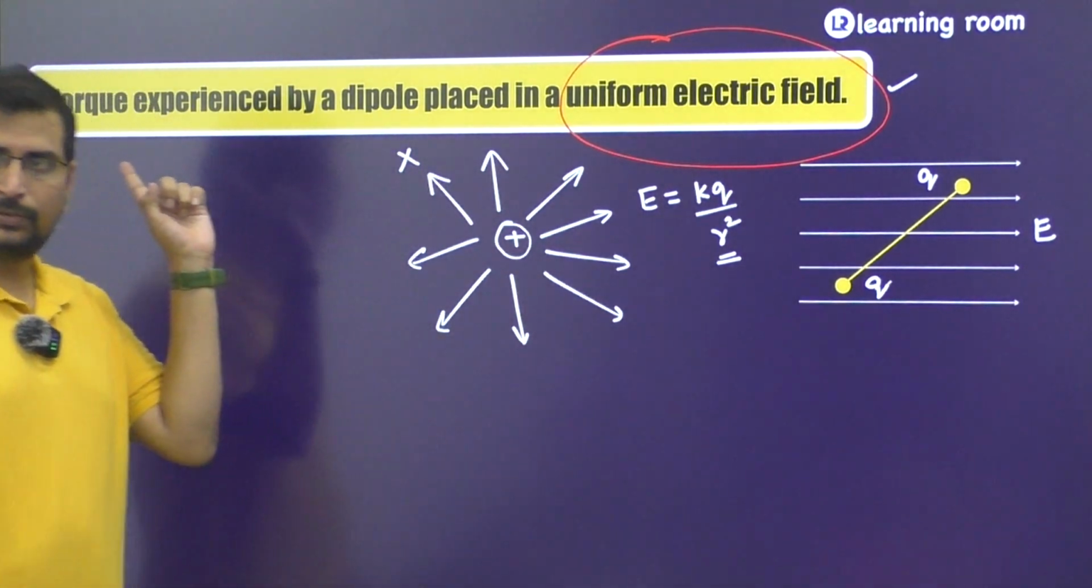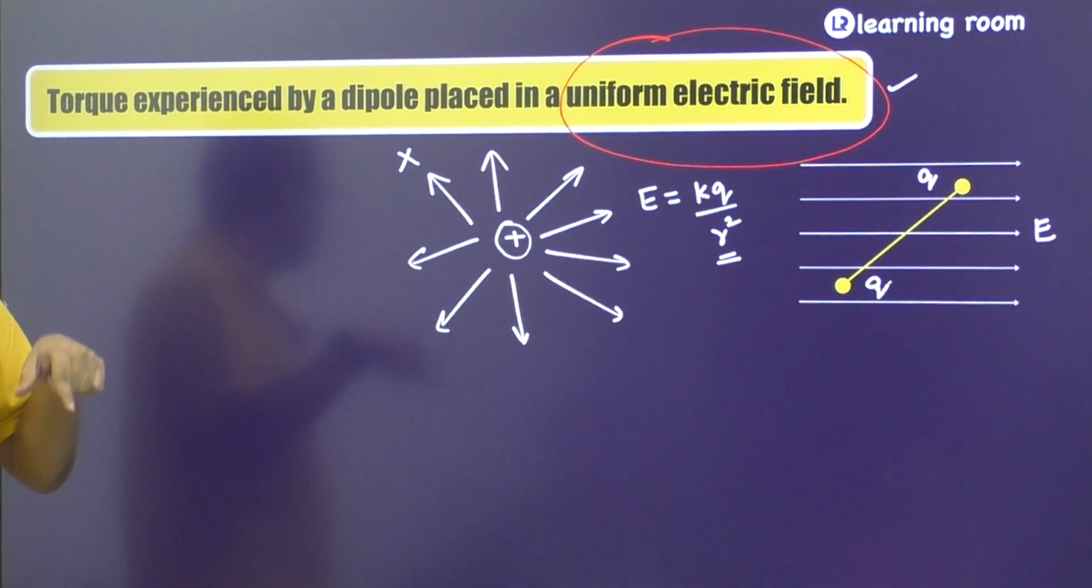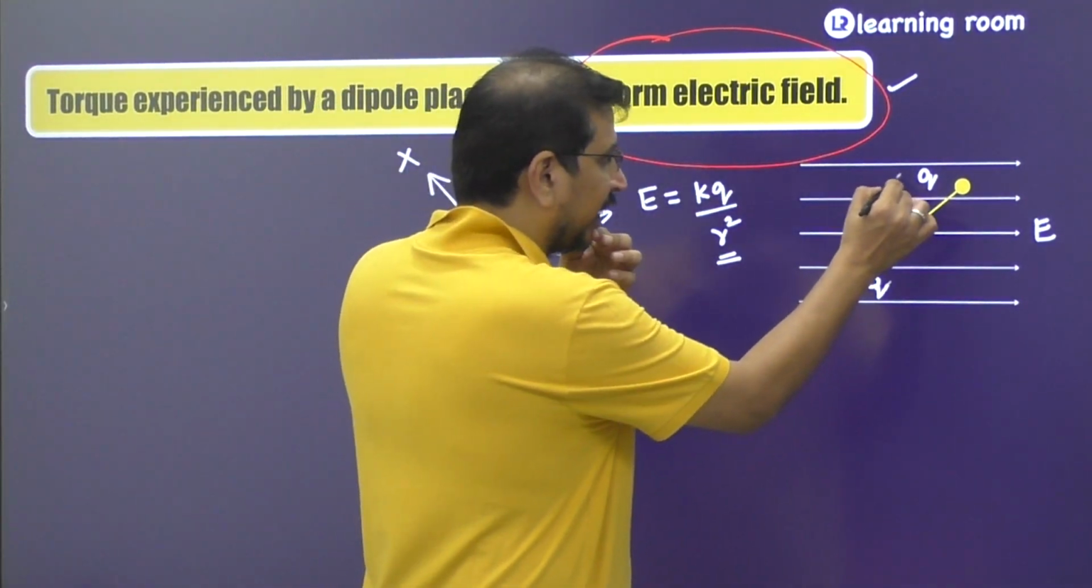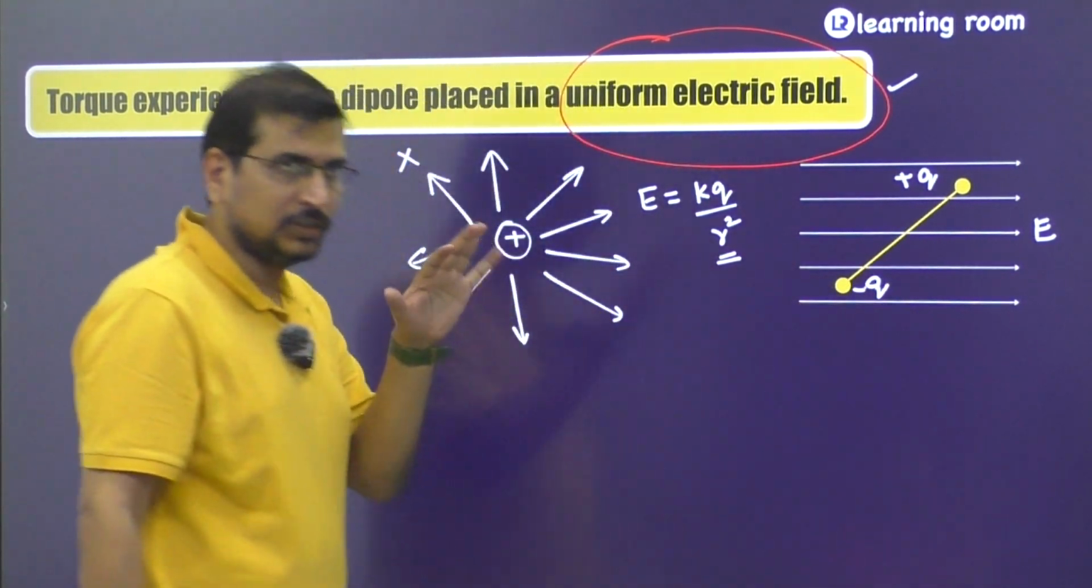So here the topic says torque. Let's try to understand why they are speaking about torque. For that, one fact that I need to understand is, if I take this to be plus q, this is going to be minus q. That's what a dipole is.